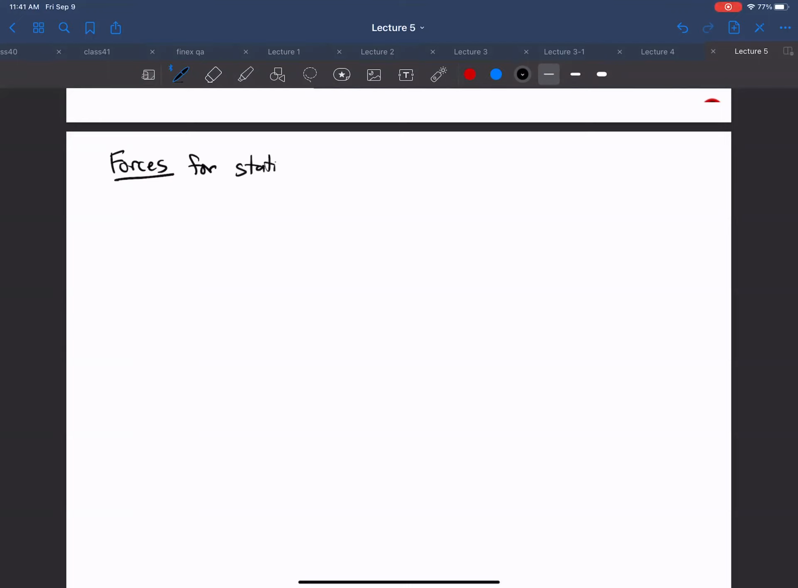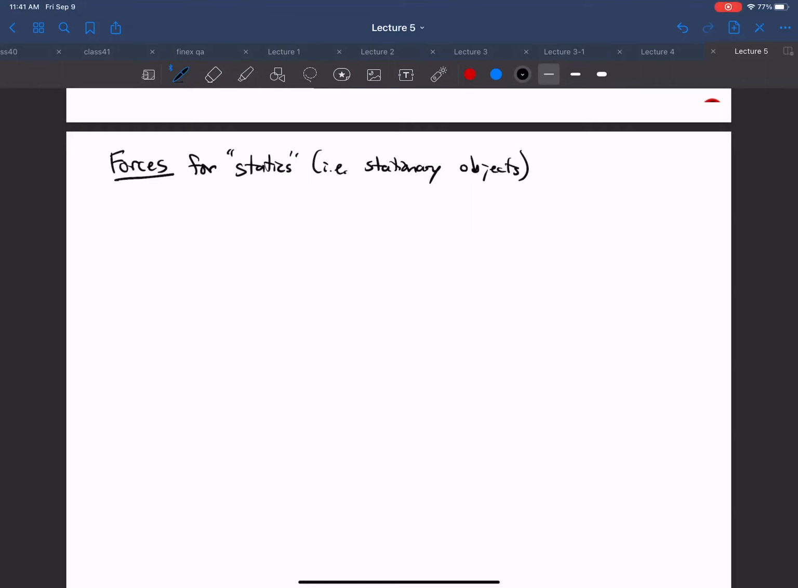So that field of physics is called statics, i.e. stationary objects. And it's more complicated than you might think at first. So it's definitely worthy of thinking about carefully. And so let's think about some of the forces that are acting on stationary objects.